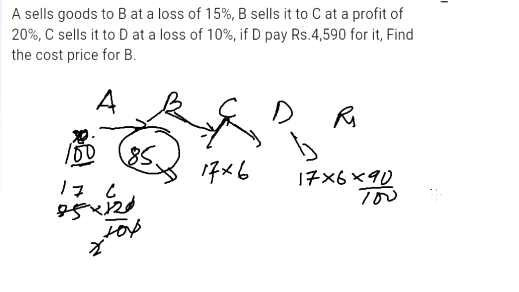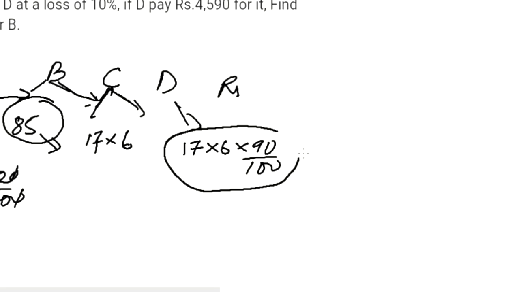There's also the case, right? We will call this unit, because we have taken 100 units as an example, a hypothetical value of A. This unit, D paid how much? This is the value. It is rupees 4590. So if that is the case, the question asks: find the cost price of B.